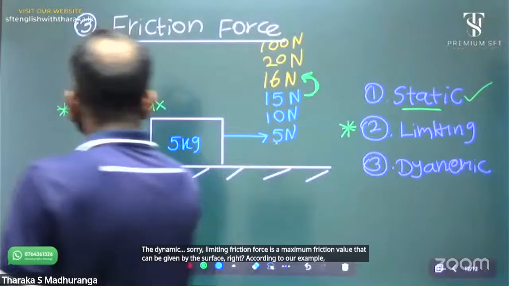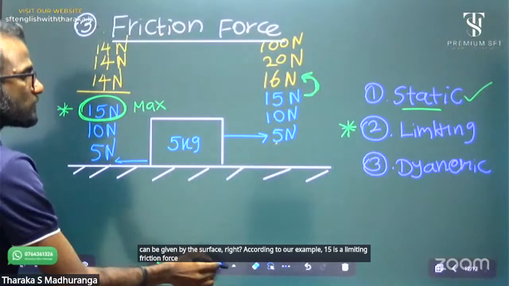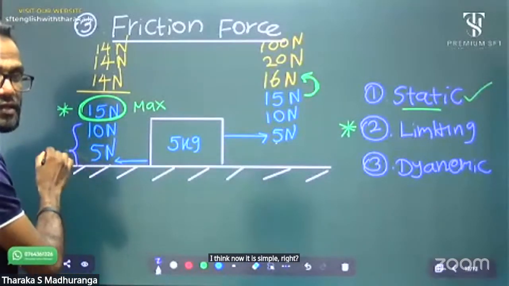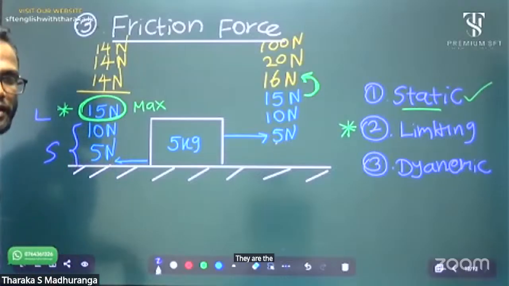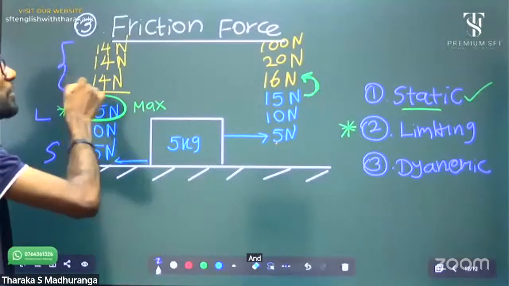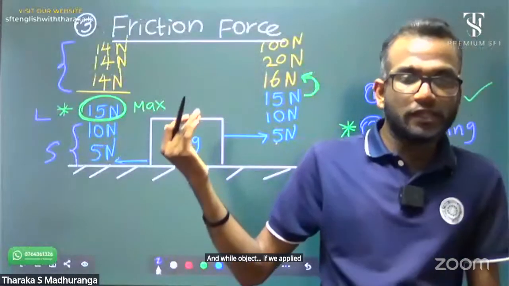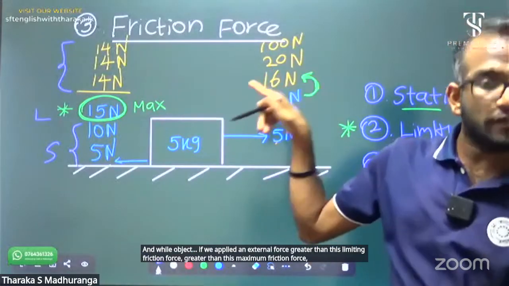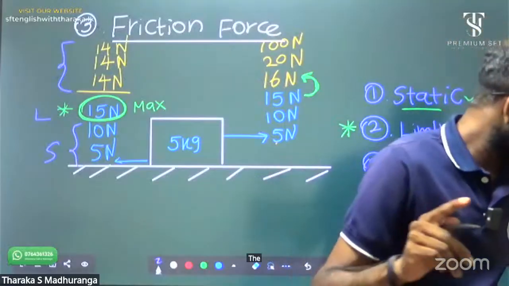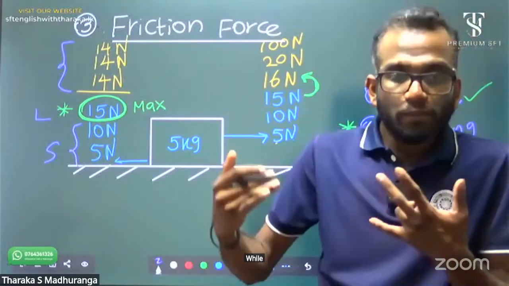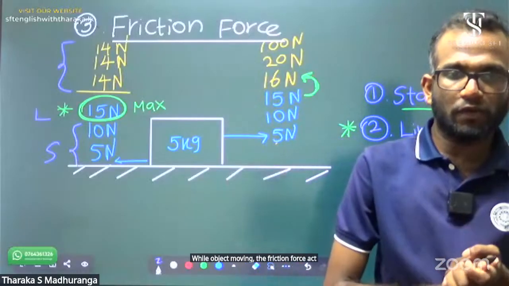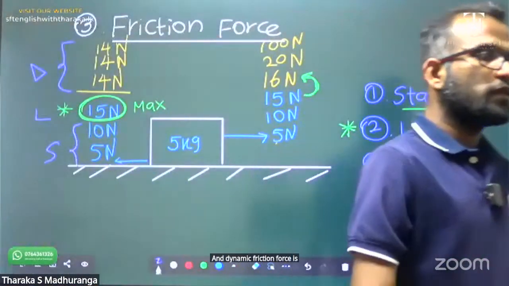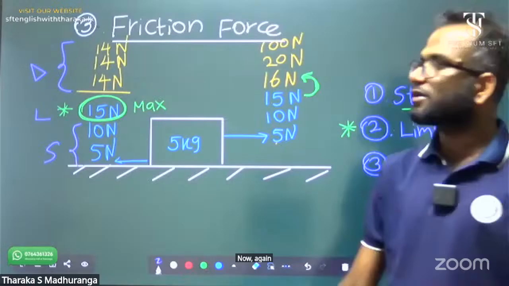These are the static ones, right? They are the static. I think now it is simple, right? They are the static, and this is the limiting. And if we apply an external force greater than this limiting friction force, this maximum friction force, the object starts moving. The friction force acting on the object while it is moving is called the dynamic friction force. And the dynamic friction force is a constant value, with no further variations.